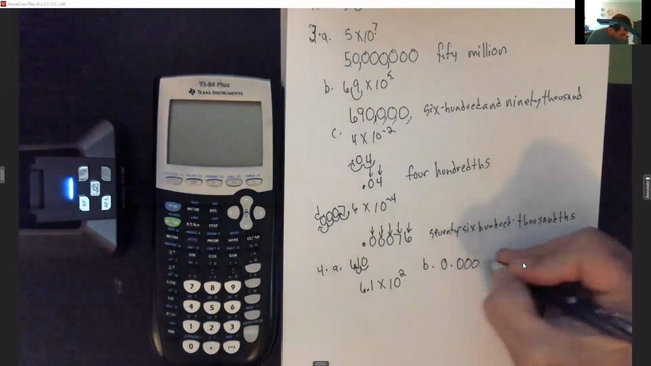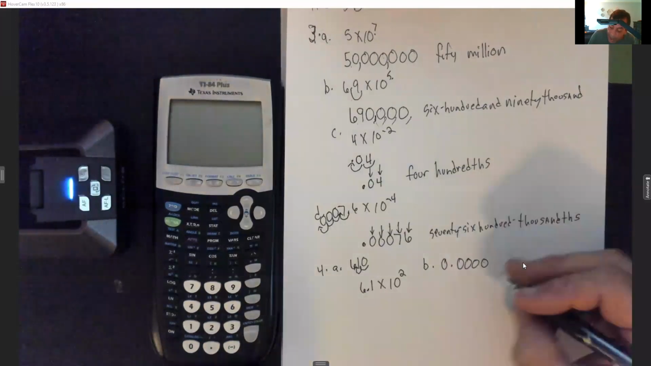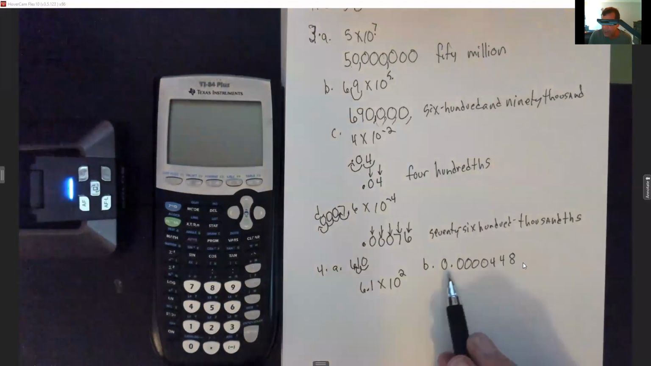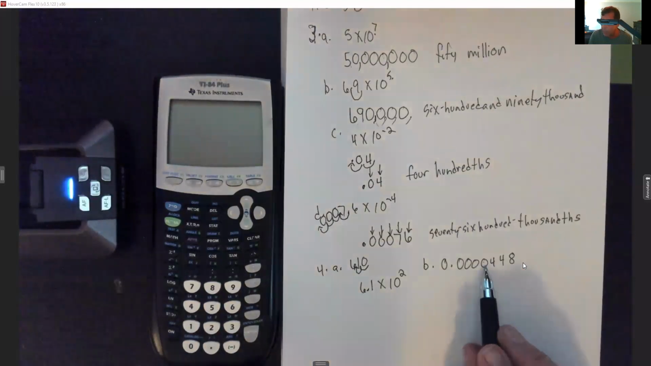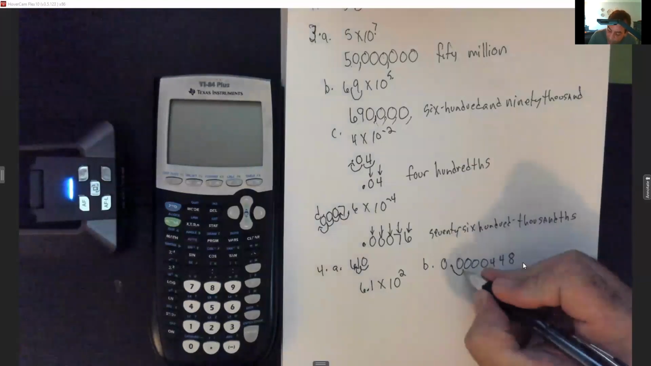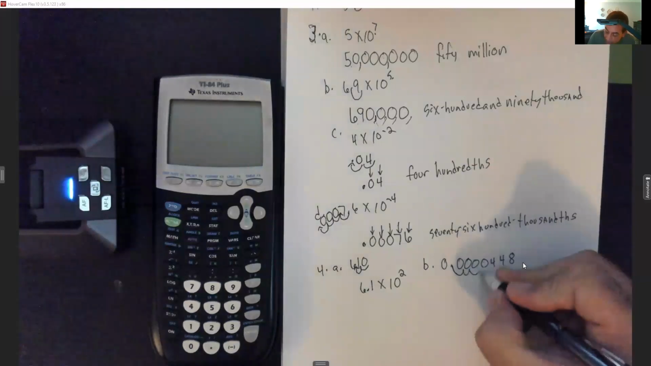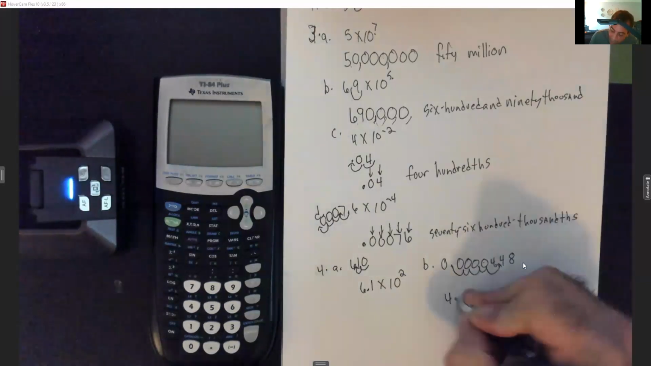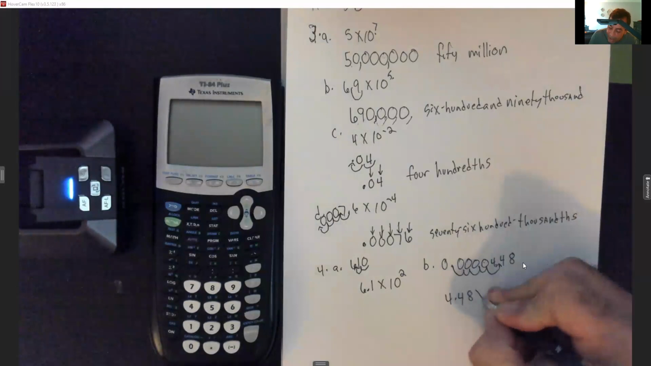0.1, 2, 4 zeros, 1, 2, 3, 4, and then a 4, 4, 8. So I have 0.00004 48. So let's see, we're going to move that decimal 1, 2, 3, 4, 5. I stopped there because it's behind the first non-zero number. So that's 4.48 times 10.